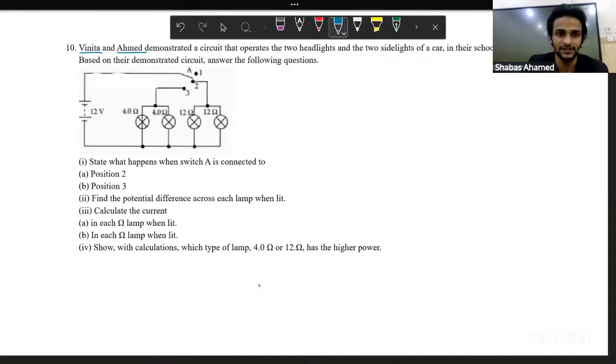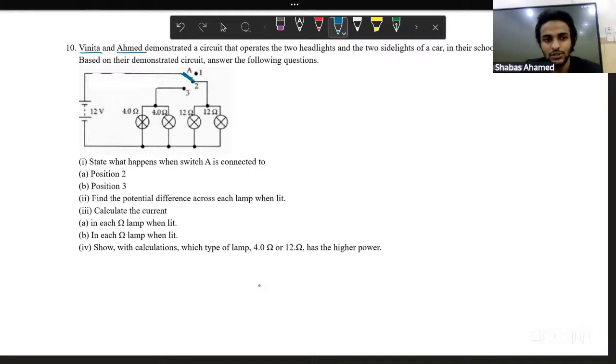So as you can see here, this is a circuit. A 12-volt battery is there, and here we have three switches: 1, 2, 3. Three points are there. The question number 1: state what happens when switch A is connected to the position 2. That is, this is going to connect here. Then the current will be flowing through this wing.